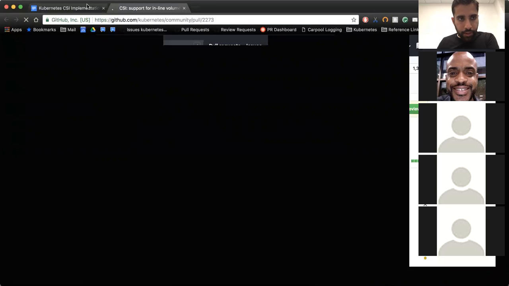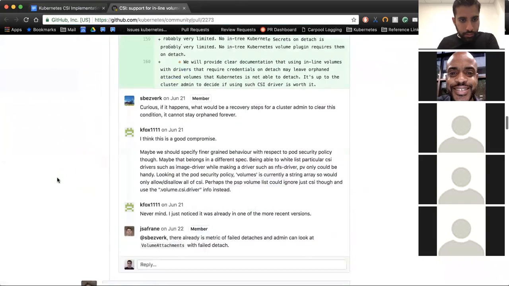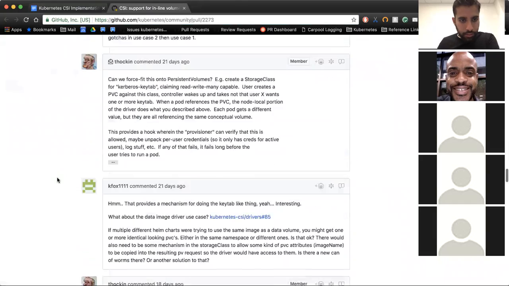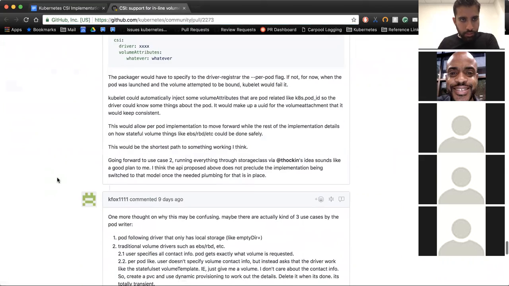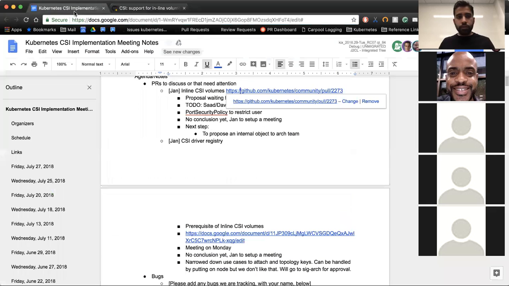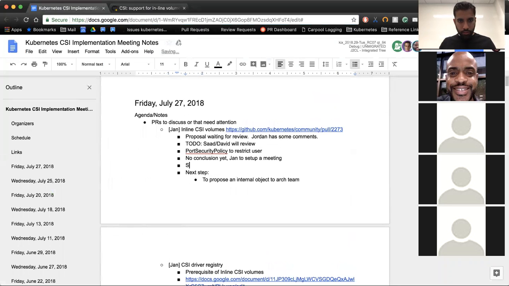Well, the status is the same as always. The major blocking issue is the way to skip attach for non-attachable volumes. If I can solve that, then I think I can finish the proposal and at least have it approved, and maybe also implement the part for non-attachable CSI volumes.